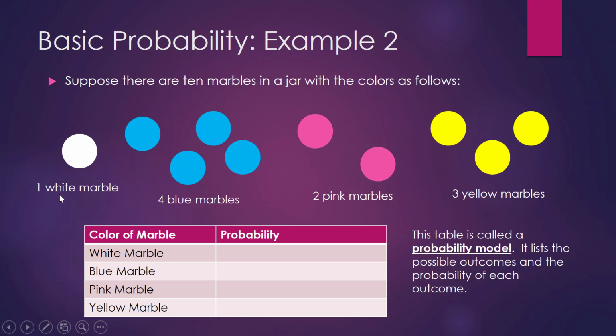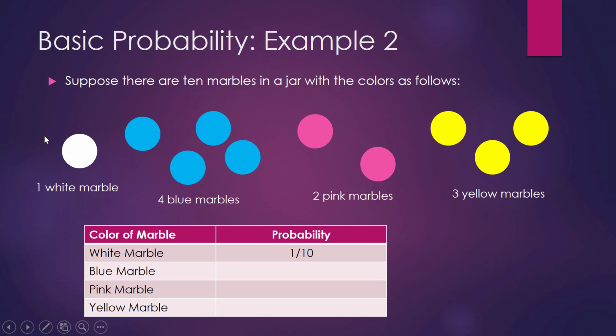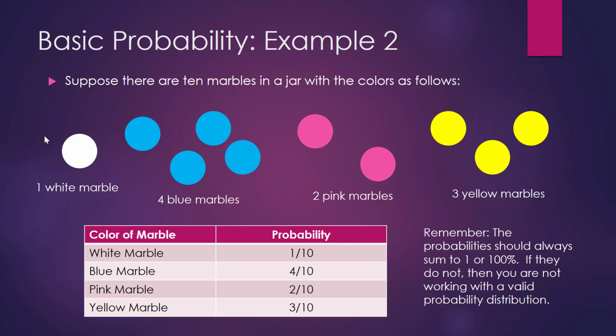There is one white marble, so that means that the probability of choosing a white marble is 1 out of the total number of marbles. If you count, there are 10 total marbles, so the probability is 1 over 10. There are 4 blue marbles, so the probability of picking a blue marble is 4 over 10. Likewise, there are 2 pink marbles, so the probability of a pink marble is 2 over 10, and there are 3 yellow marbles, so the probability of choosing a yellow marble is 3 over 10.